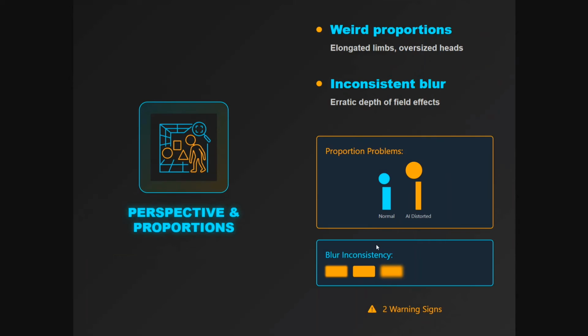Perspective and proportions. I think AI struggles big time with proportions, scaling, weird proportions, elongated limbs, oversized head. It doesn't know how long a limb should be compared to a head or compared to your leg. Inconsistent blurring, erratic depth of field effects.